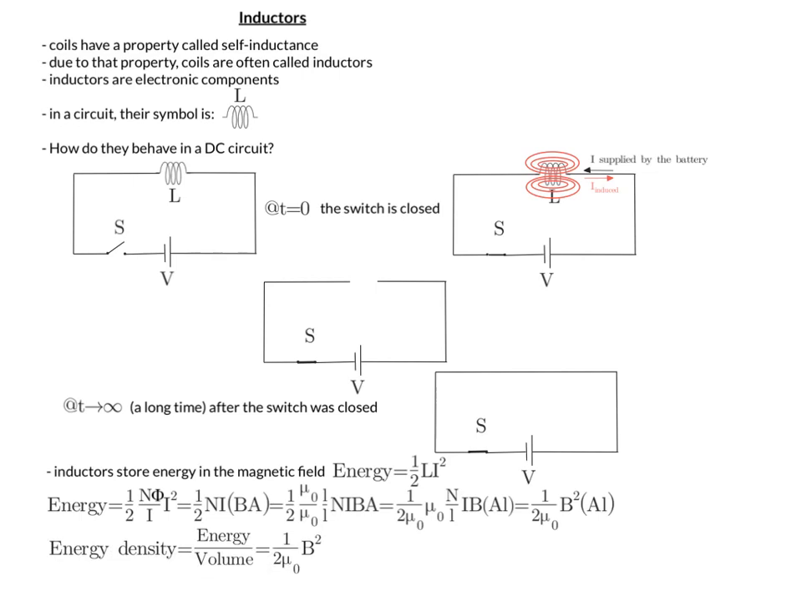Why am I doing that? Because energy density is something that will be important later on, and energy density is energy divided by volume. So if I divide all of this by the volume of the solenoid, A times l, then I end up with 1 over 2 mu naught B squared being the energy density for an inductor.